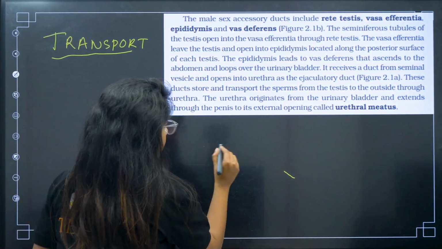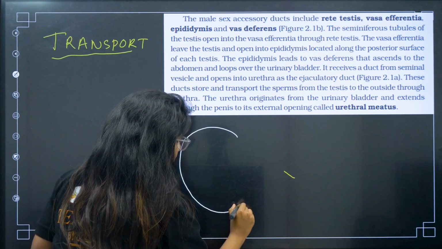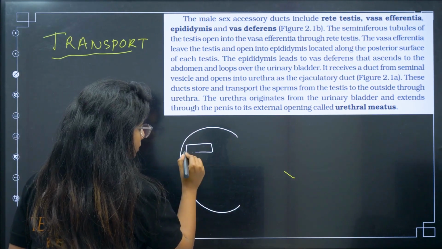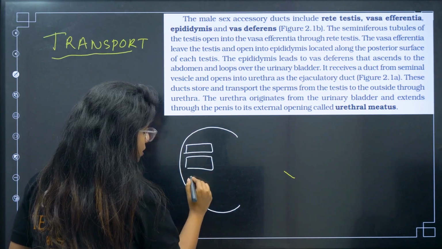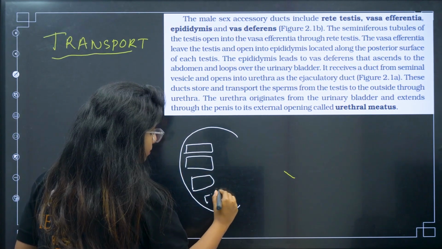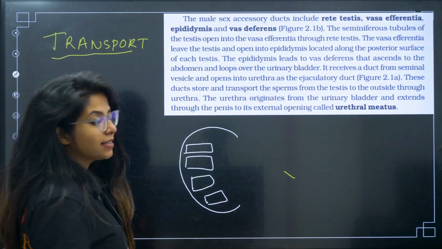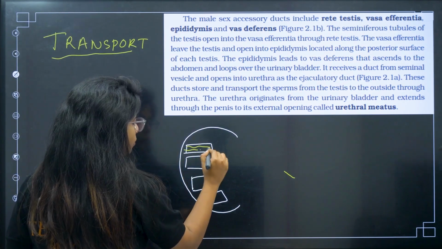So your testis is there. Fine. Inside the testis, what do we have, children? TL. What is the full form of TL? Testicular lobules. Fine. Inside the testicular lobules, we have noodle shaped what? Seminiferous tubules. How many? 1, 2, 3.